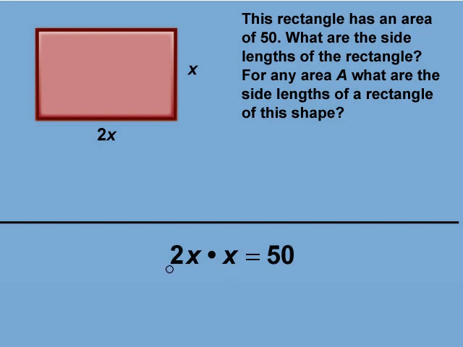The area of this rectangle is the product of the two linear terms. We end up with 2x squared equals 50. This is a two-step equation. First, we divide both sides by 2 and find the square root of the quotient. Let's step through the solution.